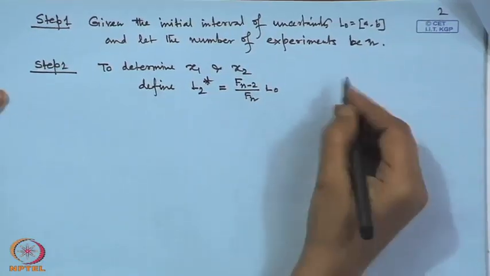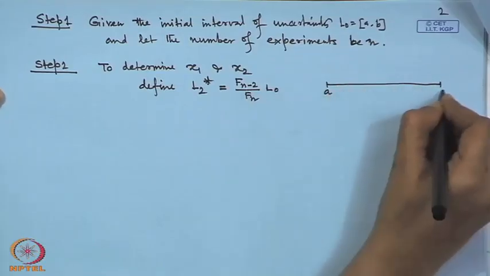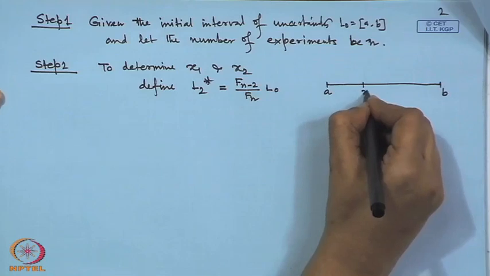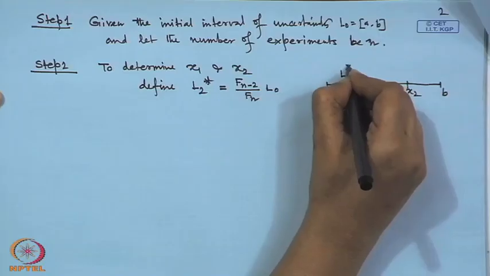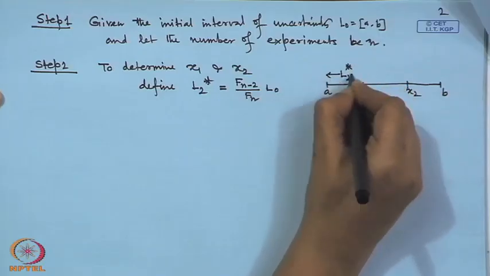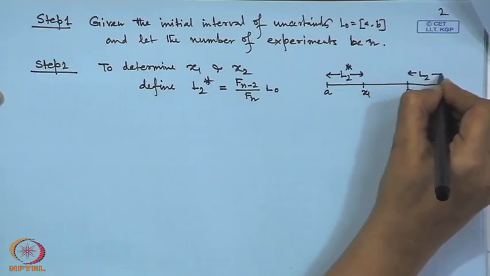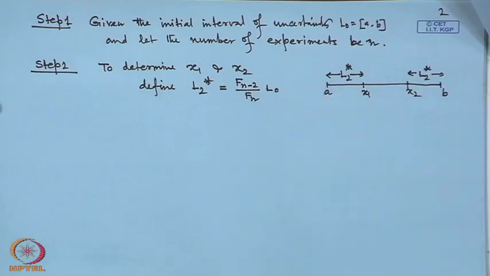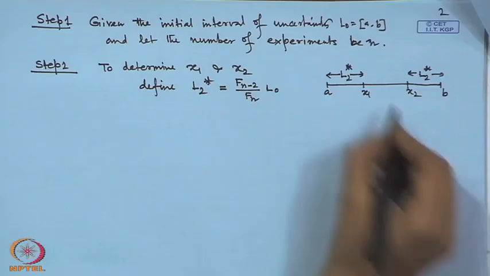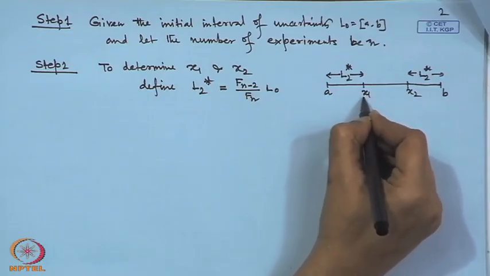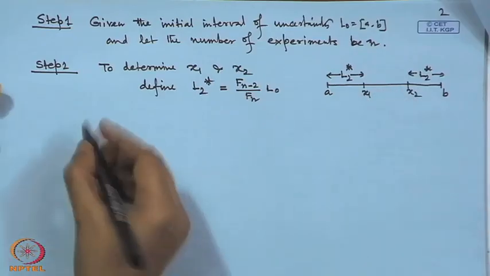And why do we need L2 star? Because we will consider the interval A to B and select x1 and x2 in such a way that both experiments x1 and x2 are L2 star distance apart from both ends of the given interval. That is the L2 star quantity. Once our L2 star is defined in this way, we can generate 2 experiments, rather 2 approximations for the optimal solution, x1 and x2.